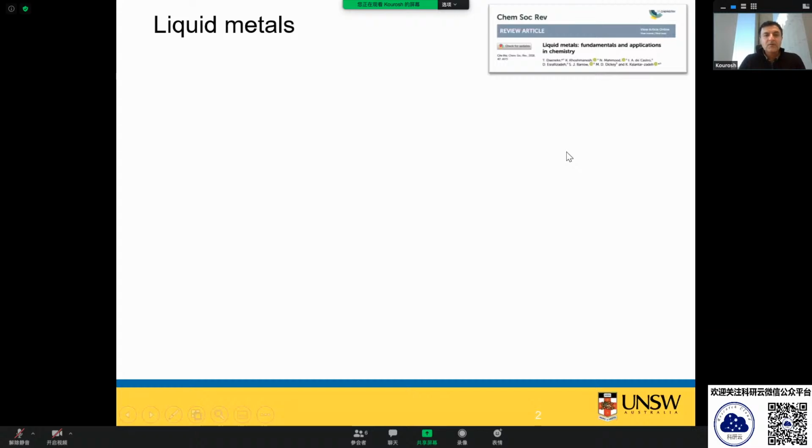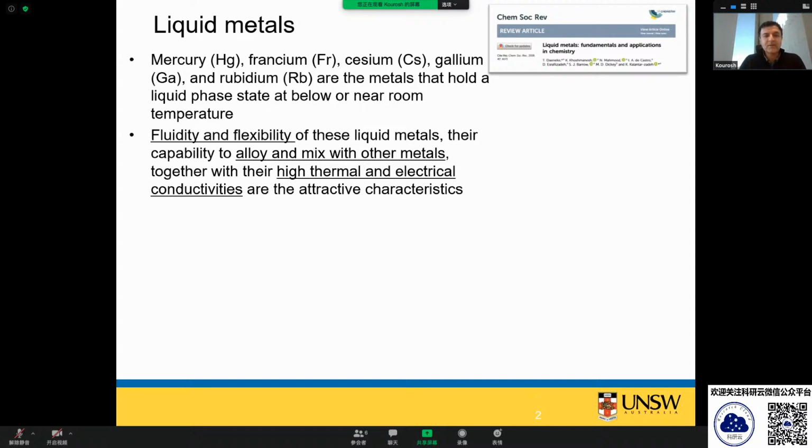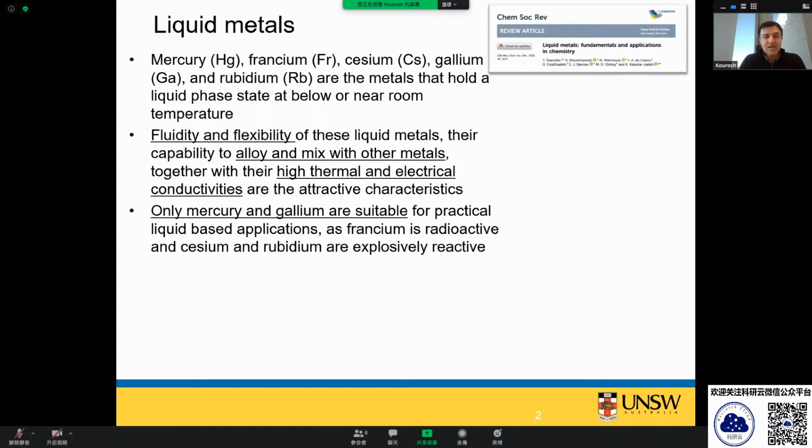Okay. So what are these liquid metals? We have the famous ones like mercury, francium, cesium, gallium, and rubidium. They are near room temperature. They are liquid, slightly above or below room temperature, but all of them around room temperature are in liquid form. What does it mean? They are fluid. They are flexible. Other things that they can offer, they are highly thermally and electrically conductive, like any other metals. But the difference is that they can flow, they can alloy and mix with other metals. So that's the differentiation. Out of this family, mercury and gallium are researched a lot.